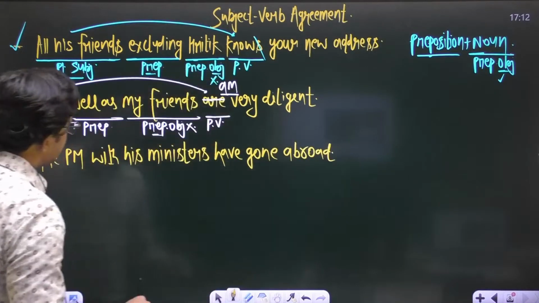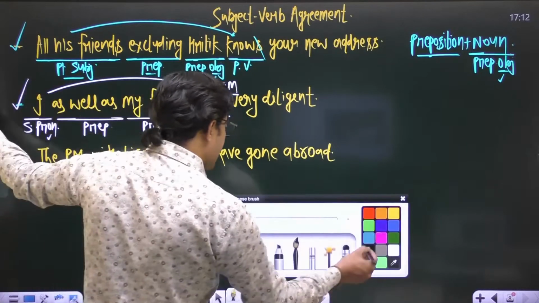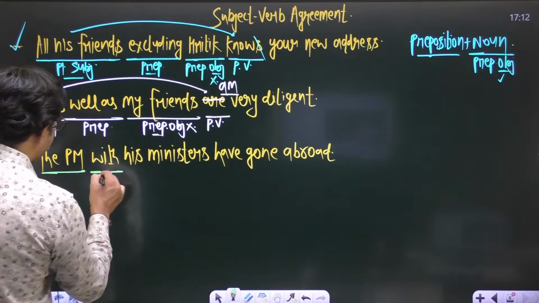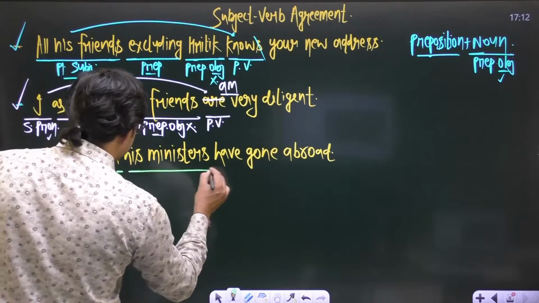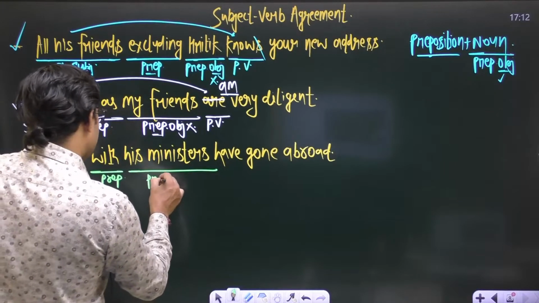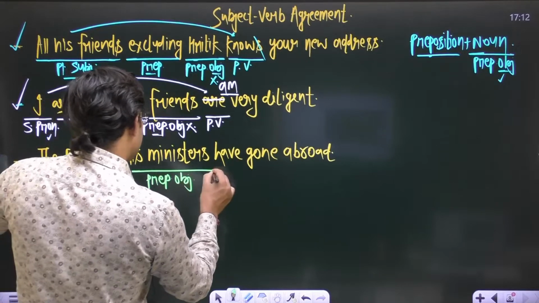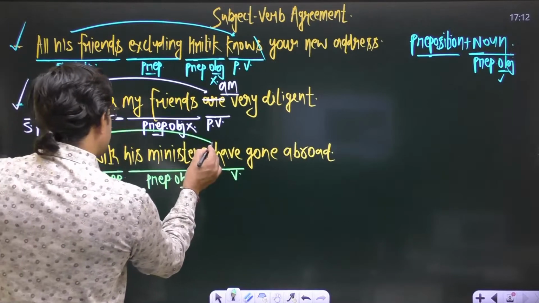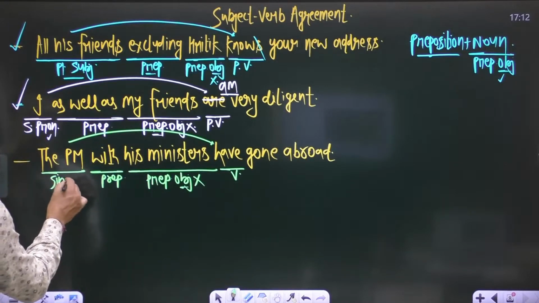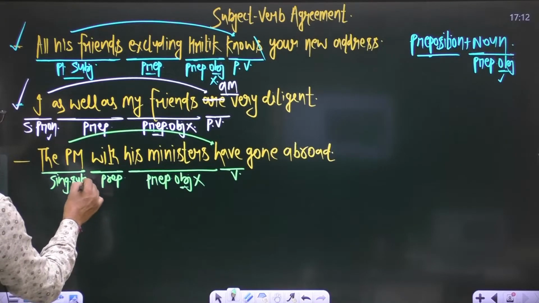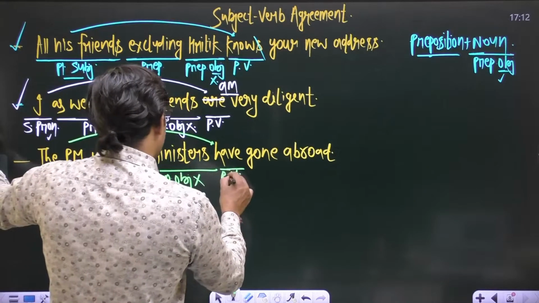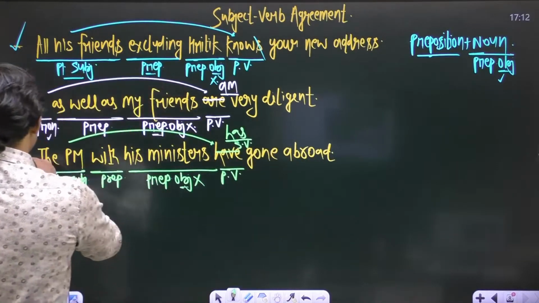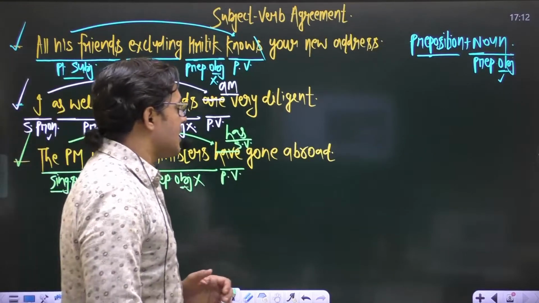The PM with his ministers have gone abroad. Okay, in the third sentence, as we know, we have a noun, this one is the noun. With is a preposition, and after the preposition this noun, his ministers, is the prepositional object, and after this prepositional object we have a verb. Verb is not used according to the object, verb is used according to the subject. This one is Prime Minister, this one is the singular subject, and according to the singular subject we use a singular verb, and have is a plural verb, so replace have with a singular verb has. The sentence will be: the PM with his ministers has gone abroad.